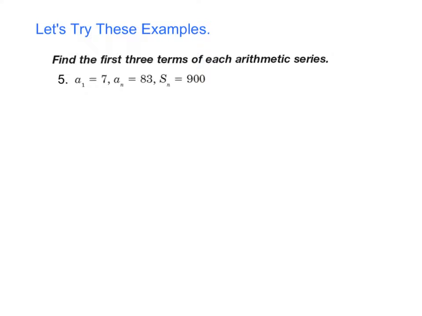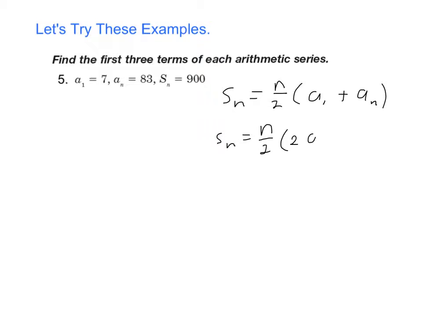Let's think of our 2 formulas. First of all, we have S sub n is equal to n over 2 times the first one plus the last one. And secondly, we know that S sub n is equal to n over 2 times 2 times the first one plus n minus 1 times the common difference. All right, so looking at this first of all, let's see. I can take this number here and plug it in there.